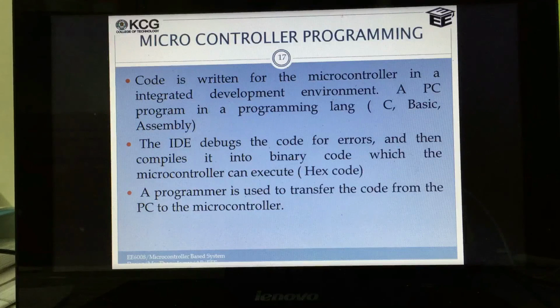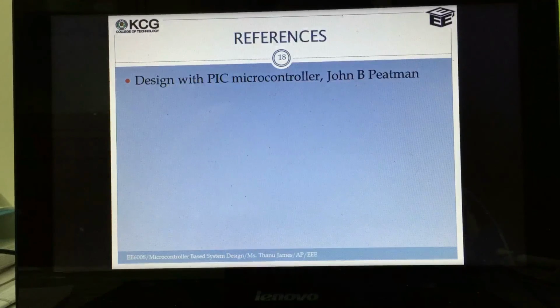Now moving into how microcontroller programming is done. The microcontroller code is written in an integrated development environment with the help of a programming language like C, C++ or even assembly language. The code which is written is then converted with the help of a compiler into a hexa code. And this hexa code is then transferred into the microcontroller for running and debugging purposes. And that is all about the introduction of microcontrollers. Thank you.